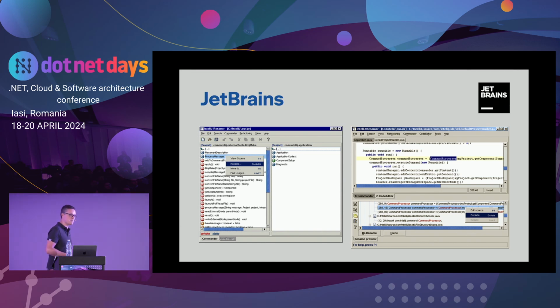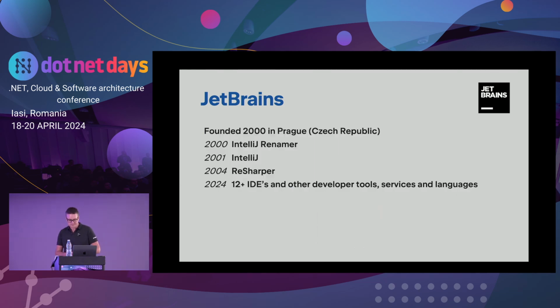So IntelliJ Renamer, it's crazy that you can start a company built on just a tool to rename symbols in Java code, but pretty cool product. That happened in 2000. The company was started, JetBrains was started, and so on. In 2001, that IntelliJ Renamer became a full IDE where you could write code, edit code, do more than just a rename refactoring, and so on.